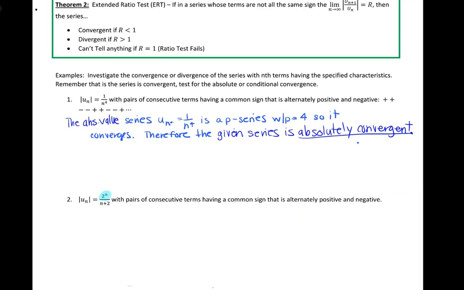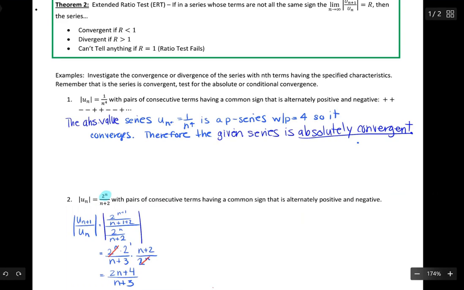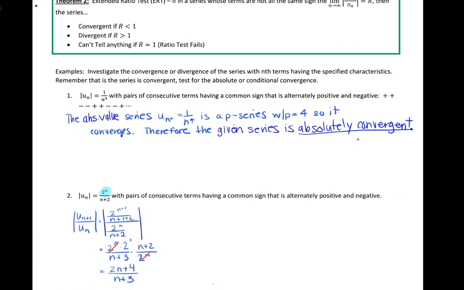All right, and so when we simplify that ratio, we should end up with this. So we get the absolute value of u sub n plus 1 over absolute value of u sub n ends up equaling 2n plus 4 all over n plus 3. And then we need to find the r value. So to find the r value, we take that 2n plus 4 over n plus 3, and we find the limit as n approaches infinity. So go ahead and find your limit as n approaches infinity.